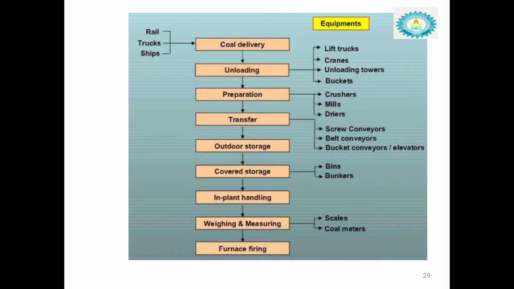After the storage, that coal is sent to in-plant handling. After in-plant handling, the coal is sent to the weighing and measuring process. In this process, coal is measured and weighed by scales and coal meters. After the weighing and measuring process, we send the coal to the furnace firing with the help of belt conveyors.